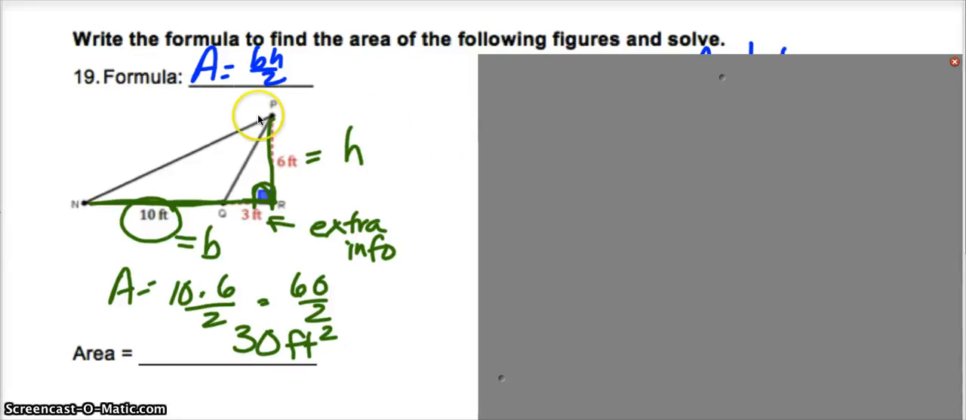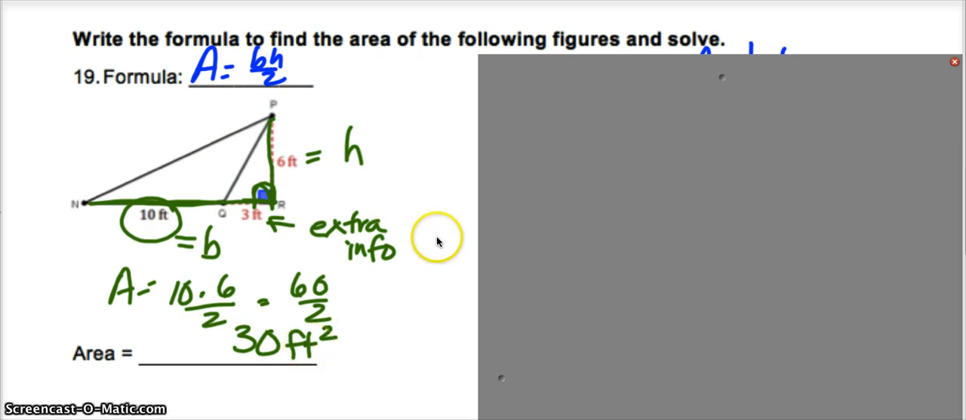I traced in the h and found that the height was 6. The line that this was sitting on was 10 feet. This 3 feet here with the dotted line part is simply extra information. You don't need to add it together. You don't need to do anything with it. That is simply extra. So the two numbers, 10 times 6 divided by 2, would give us 30 square feet for the area.